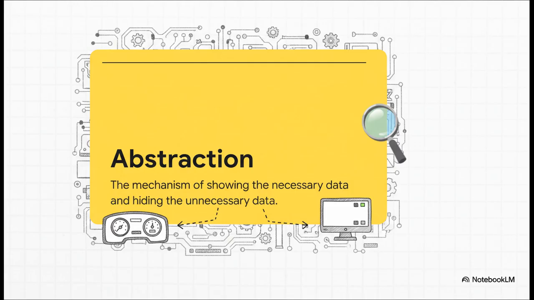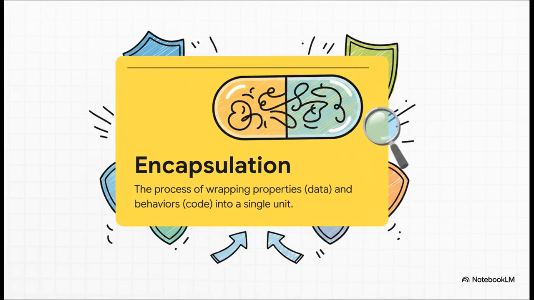Abstraction in programming is the exact same idea. It hides all the messy, complex stuff on the inside and just shows you the simple controls you need to get the job done. Next up, we've got encapsulation. The easiest way to think about this is like a little medicine capsule. It holds all the important stuff together in one neat package, and it protects what's inside from everything else. That's exactly what encapsulation does for code. It bundles an object's data and all the code that works with that data into one single protected unit.